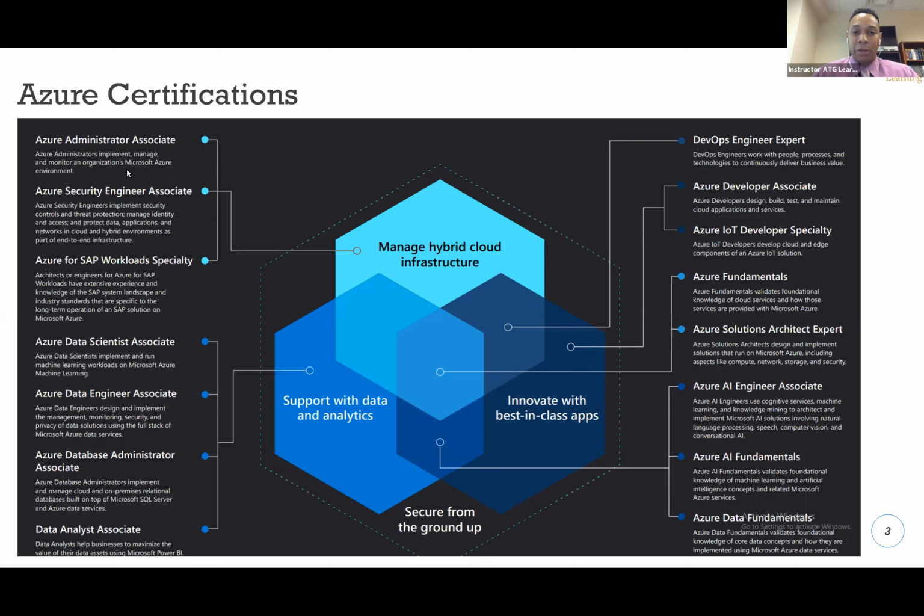Azure is basically replacing some of Microsoft's previous certifications, right? You have the Microsoft MCSA Solutions Associate, Microsoft MCSE Solutions Expert, and some of these certifications are going to be going away towards the end of this year, and they're trying to push people towards a new path, which is Azure.